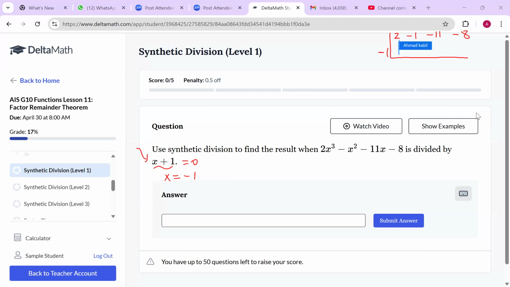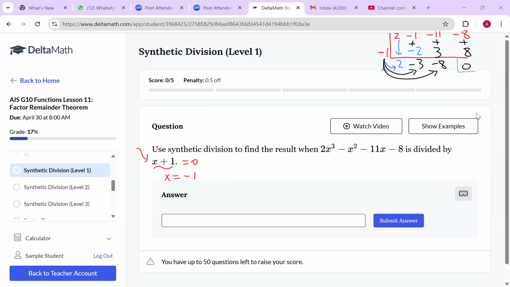So first we're going to take this number and put it here, and then we're going to multiply. So -1 times 2 is -2. We're going to put the result here, and then we're going to add. So -1 plus -2 gives us -3, and then we're going to multiply again. -1 times -3 is 3, and then we add. So we get -8, and then we multiply. So we get +8, and we add, and we get 0. And then the last number is the remainder. So here the remainder is 0.